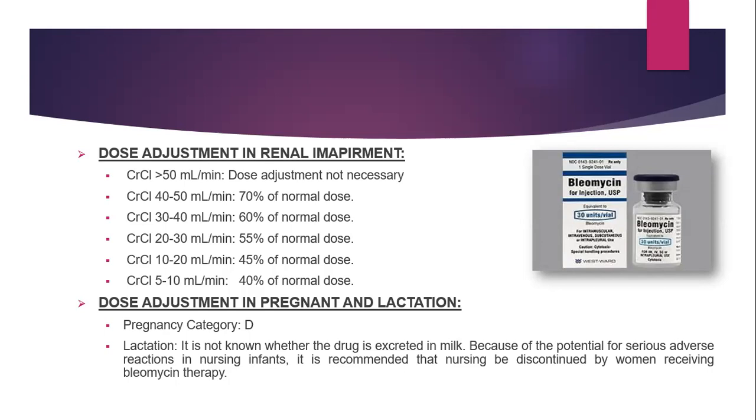If creatinine clearance is 10 to 20 ml per minute, give 45% of the normal dose. And if the creatinine clearance is 5 to 10 ml per minute, then give 40% of the normal dose. In pregnant and lactating women, it is a category D drug, and in lactation it is not known whether the drug is excreted in milk or not. So it is recommended that nursing be discontinued by women receiving bleomycin therapy.